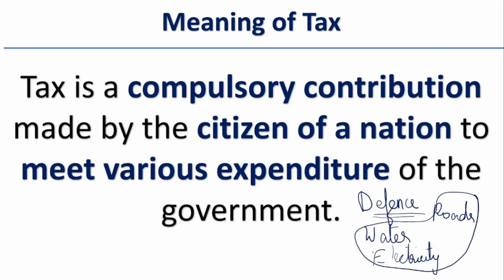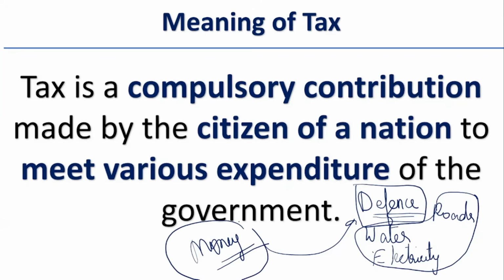Leave about water, roads and electricity. Mainly, the government is giving the military security to our nation. If any war attacks happen, the soldiers who are guarding the nation will protect us. We are living happily because of the soldiers who are protecting our nation. Now, they need to give salary to the soldiers. They should take care of their accommodation and food. They should have a strong military force. For that, the government needs the money, isn't it? Without money, we cannot run all these things. So to collect that money, the government has come up with the idea of tax.